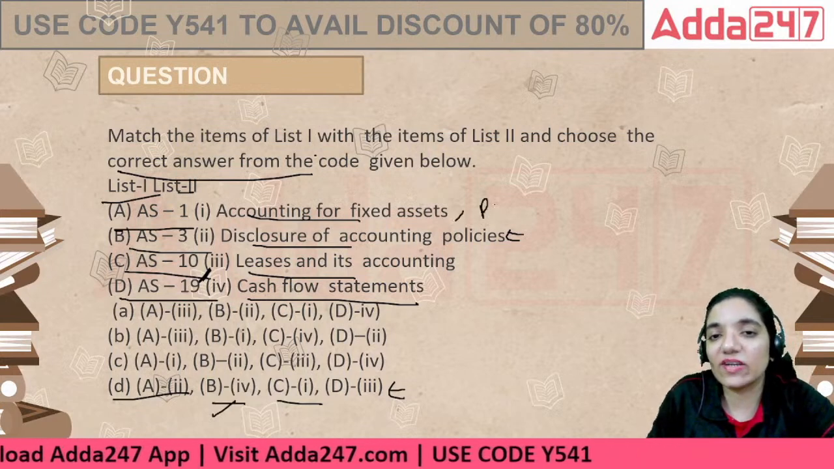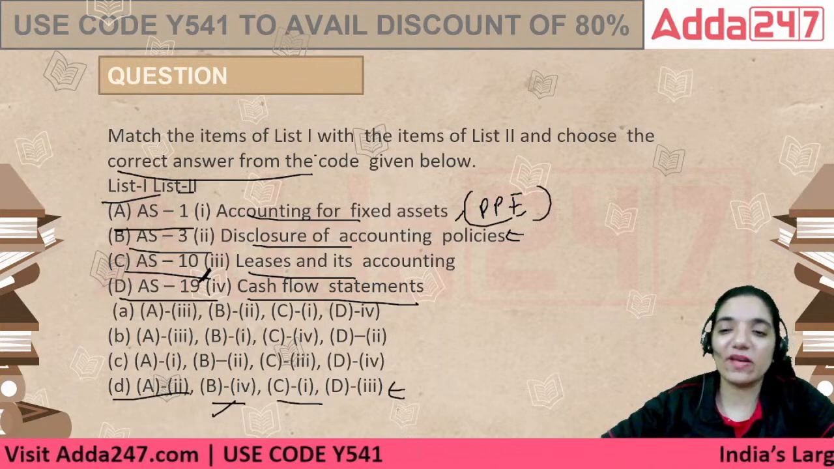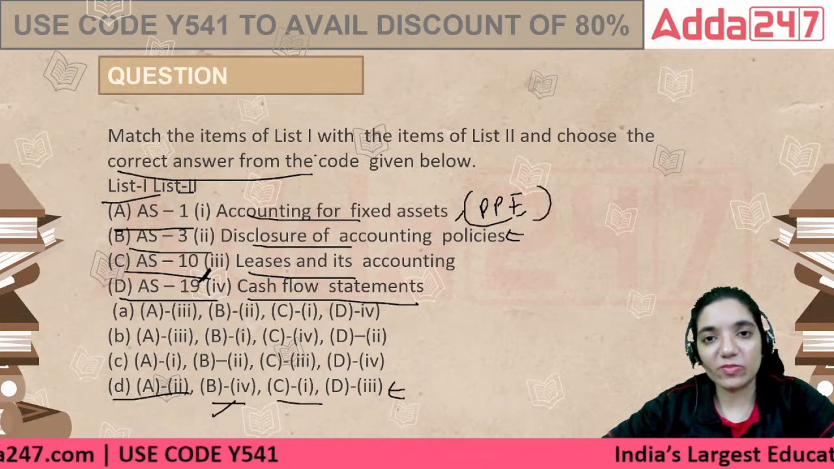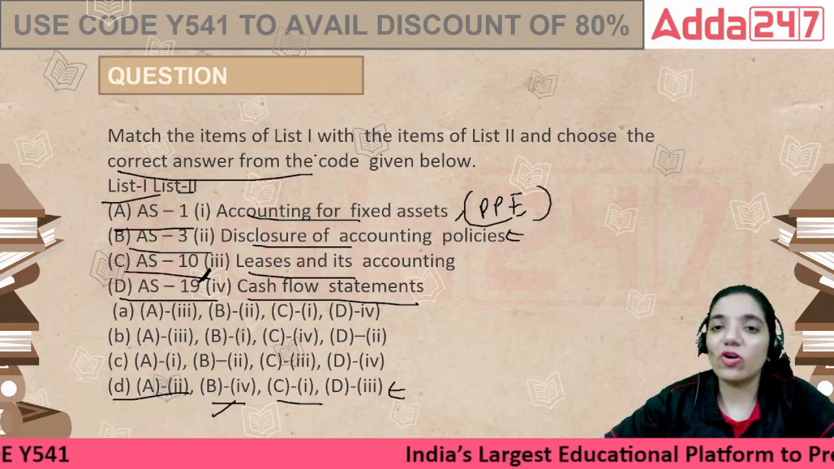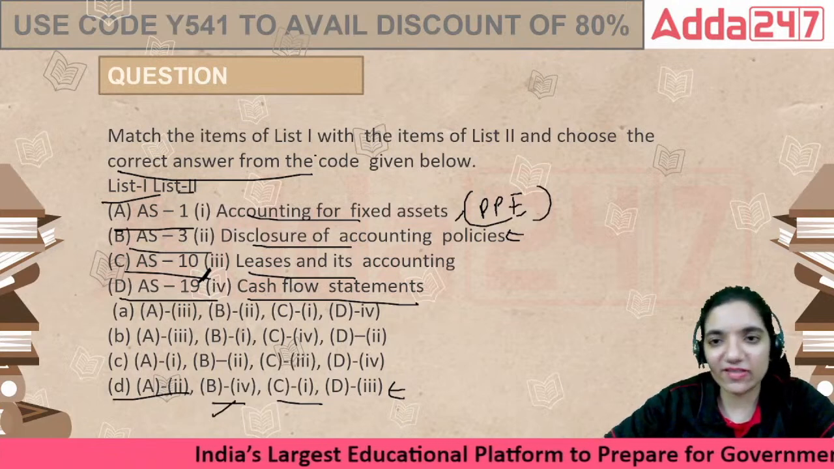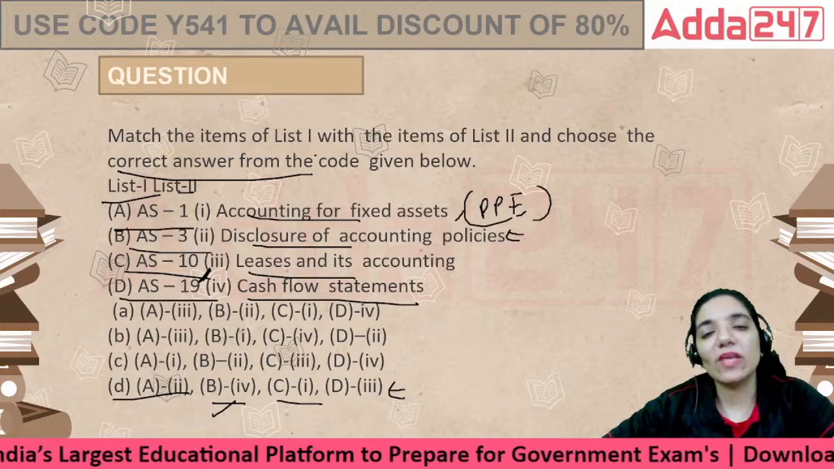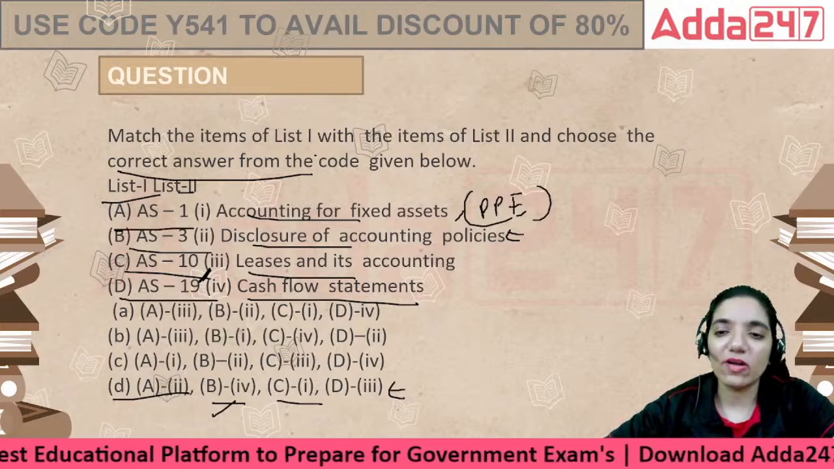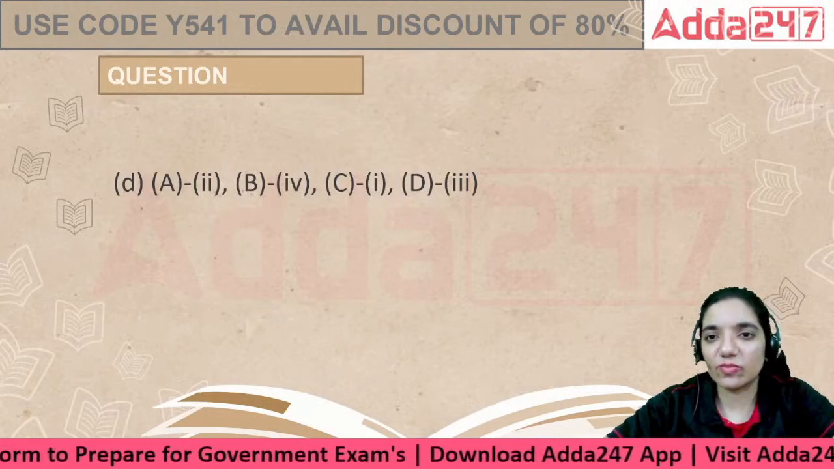This can also be written as PPE, property, plant and equipment. Recently the name of this particular accounting standard is yet to be changed. It's there but not yet changed. So this can be asked in the examination from the point of view of the latest things. If they are trying to cover it, only then this can be asked. Otherwise they'll give you PPE or accounting for fixed assets. The correct answer would be this.